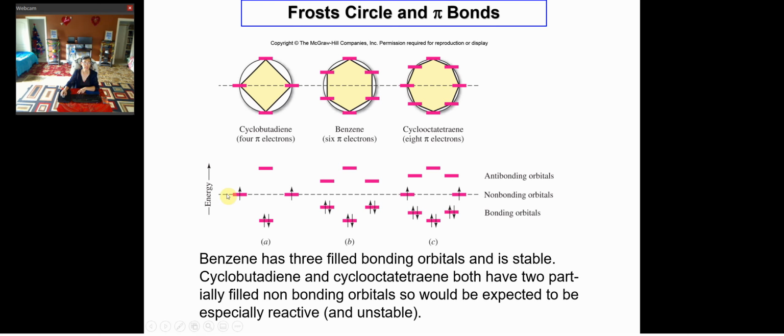In this Frost circle, you have 4 pi electrons. With 4 carbons, each carbon provides 1 electron, so 4 pi electrons. 2 of them occupy the bonding orbital, and 2 occupy the non-bonding orbitals. The anti-bonding orbital will be unoccupied, empty.